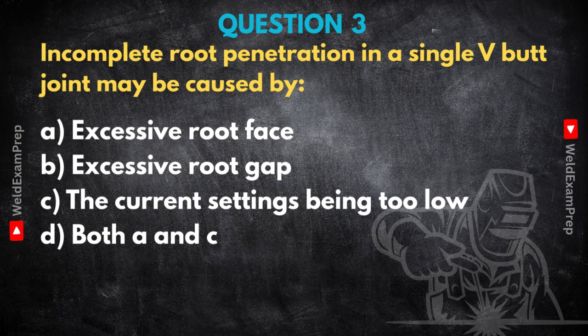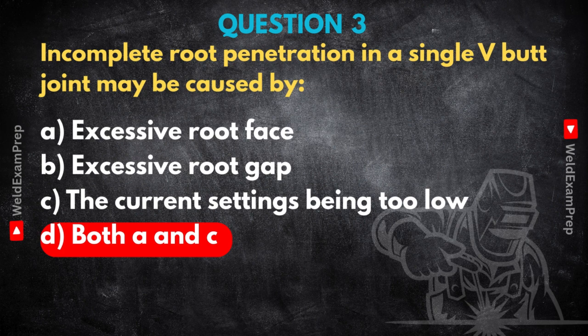Right, so now we're focused purely on whether the weld metal actually made it all the way through the joint thickness. Exactly. What's stopping it from getting through? This is a great question for cementing that difference. Incomplete fusion is about joining. Incomplete penetration is about depth. And here, the correct answer is D. Both A and C. Both A and C, so excessive root face and low current.